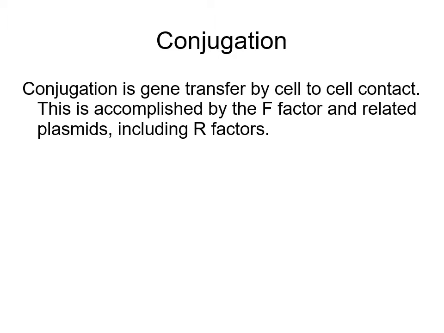Conjugation is the second type of genetic transfer in bacteria that we will consider, and this involves gene transfer by cell-to-cell contact. This is not DNA floating around the medium. We have two cells that actually have to come in contact with each other and transfer DNA from one cell to the other. Now, the important genes here are those located on the F factor for fertility, as well as the related conjugatable factors called R factors.